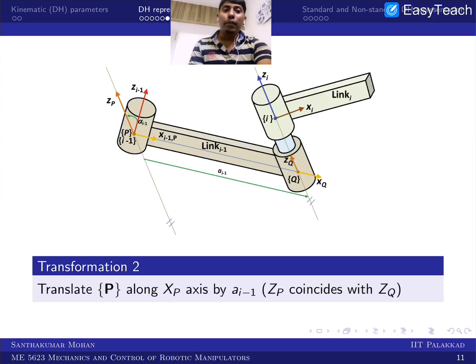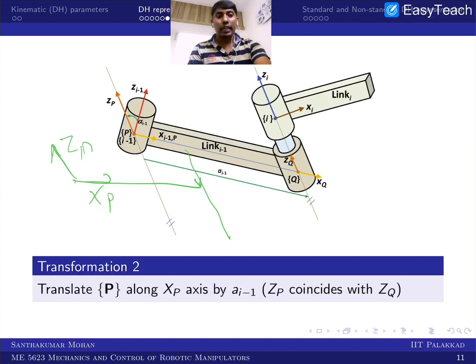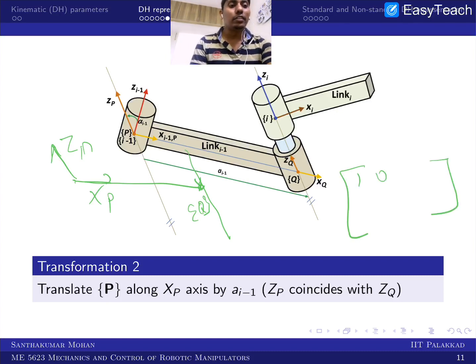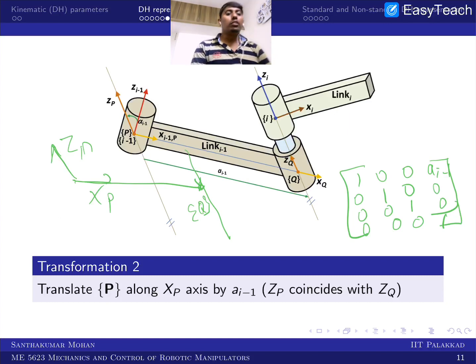So I am translating the P frame, with this being xp and this being zp. I am moving it to the axis of zi, and wherever I hit, that point I call a new frame, called q. Now q and p are just a distance apart. It's nothing but a translation, and it is only an x translation, right? So the rotation matrix is identity, and the scaling is also 1. This a i minus 1 distance is translated along x, and y and z are 0, right? So this is the second operation you have done.